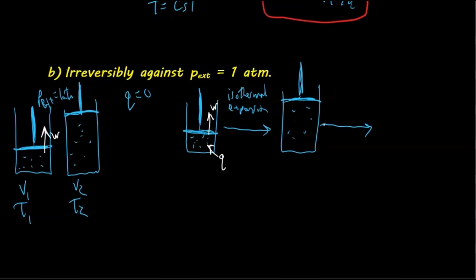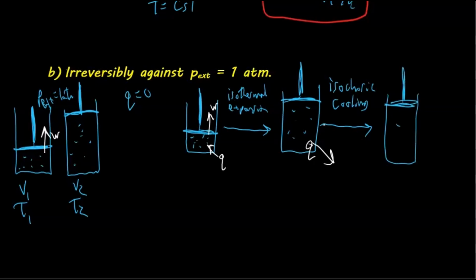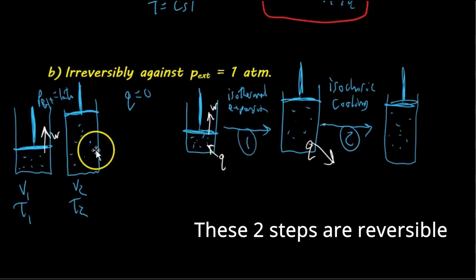And so we're going to take our Q and move it back out. So we put it in to make it isothermal, but now we're going to remove it and keep the same volume. So this will be an isochoric cooling. So we're going to remove that energy as heat. And if we do that, we're left at the same final state as if this was adiabatic. So we're going to do this in 2 reversible steps to get from the same initial state to the same final state as this irreversible process here.